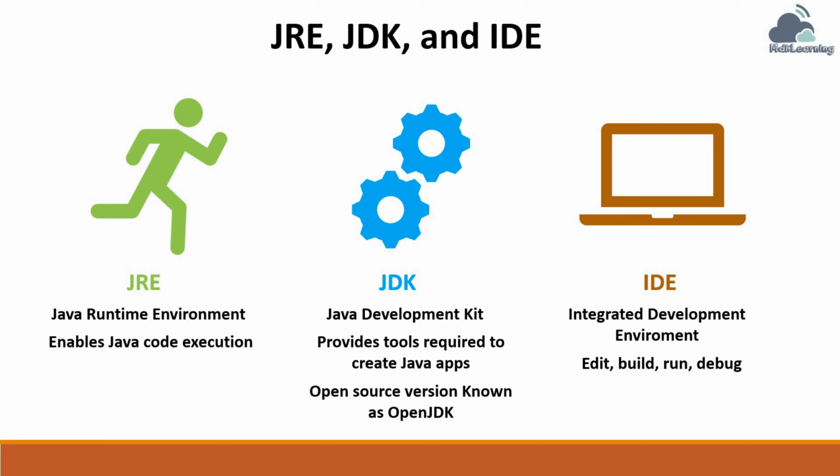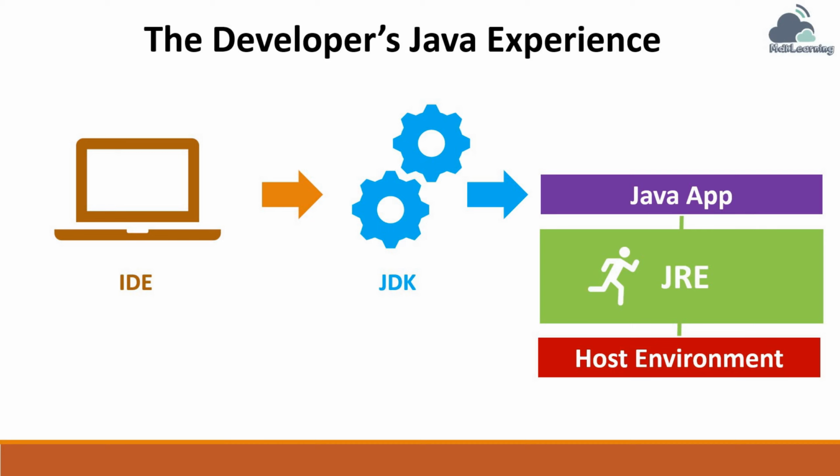Now when we produce that Java application, we want to run it in some host environment. And again, that might be our Windows operating system, our Linux operating system, Mac operating system, or some other host environment. And that Java application can't run directly in that host environment because it's platform agnostic, right? It contains these things called bytecodes. So it's the JRE that allows the application to run. So although our developer experience may appear to be happening entirely within the IDE, it's cooperating with the JDK to do the builds and the JRE to execute our application code.